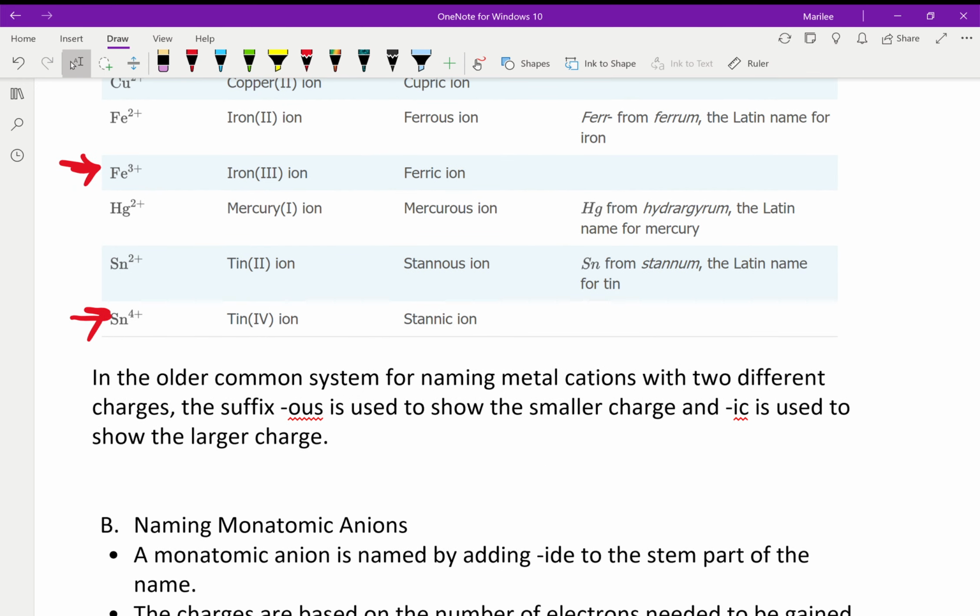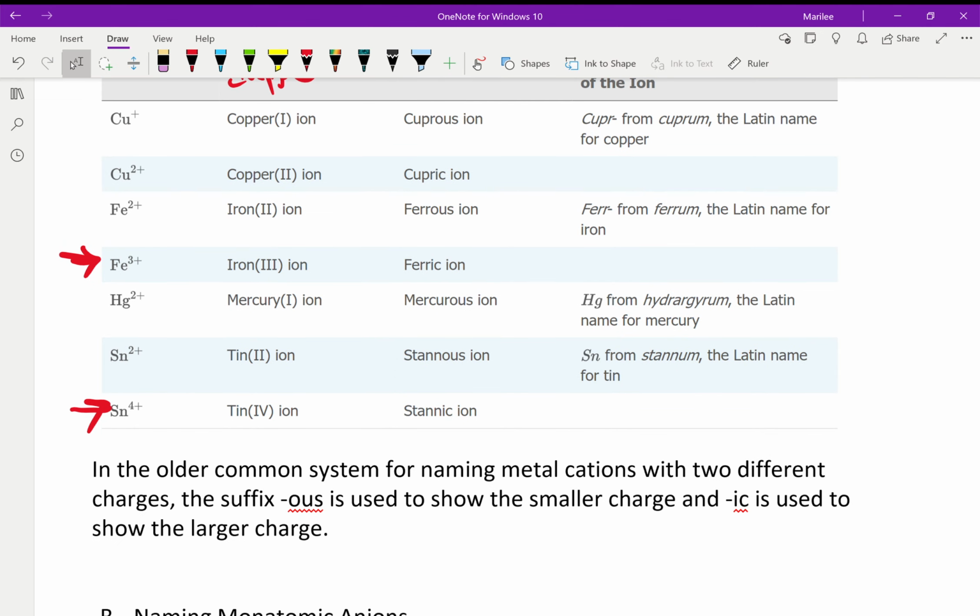In the older common system, for naming metal cations with 2 different charges, the suffix -ous is used to show the smaller charge, and the -ic is used to show the larger charge. So if we look here, the cuprous ion, the -ous is the smaller, the -ic, cupric, is the greater.